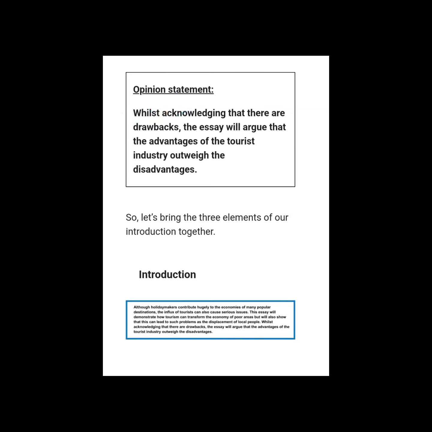So let's bring these three elements together to form our introduction. Our introduction is ready, and it goes like this. Although holidaymakers contribute hugely to the economies of many popular destinations, the influx of tourism can also cause serious issues. This essay will demonstrate how tourism can transform the economy of poor areas, but we also show that this can lead to such problems as displacement of local people. Whilst acknowledging that there are drawbacks, this essay will argue that the advantage of the tourist industry outweighs the disadvantages.